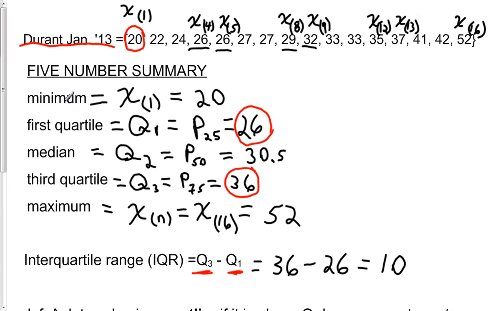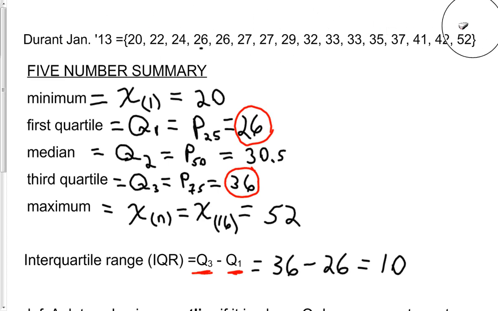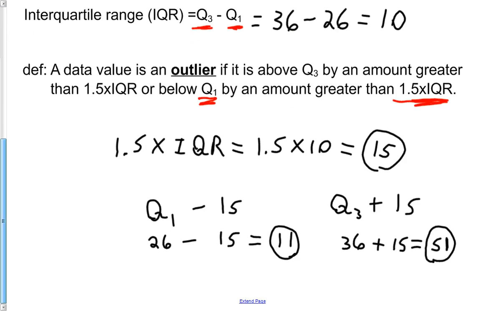And we also know that one of our data points is an outlier. Let's take a look back at our data set here. Well, if you come back down here where we define the outlier, any number smaller than 11 and any number larger than 51, we're going to consider an outlier.